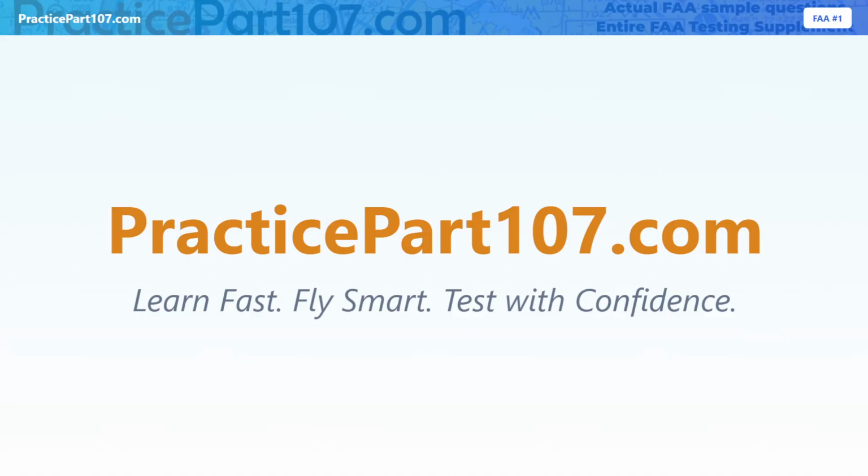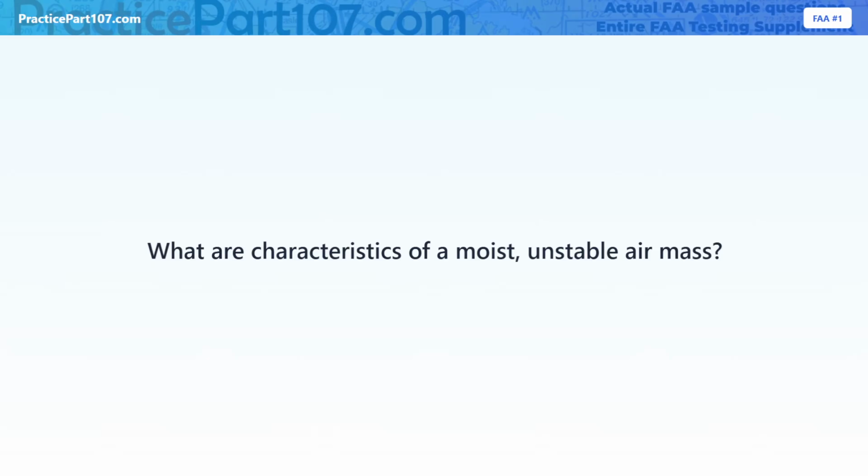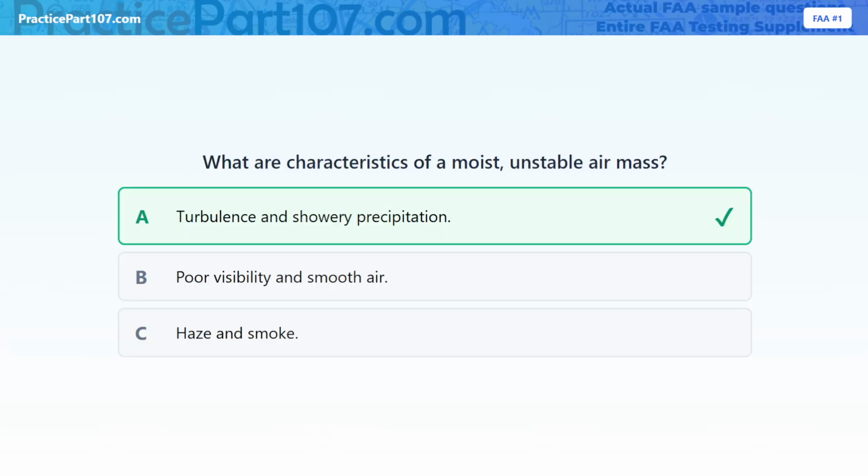Let's explore that question. What are the characteristics of moist, unstable air mass? We're looking at moist and unstable. We know those two parts. The characteristics they're looking for are turbulence and showery precipitation. So if you think about it, unstable is turbulence, moist is showery.